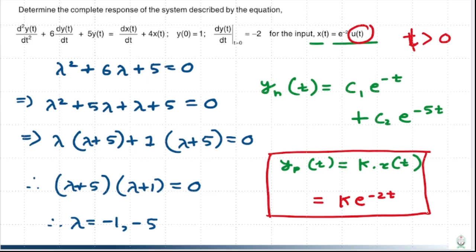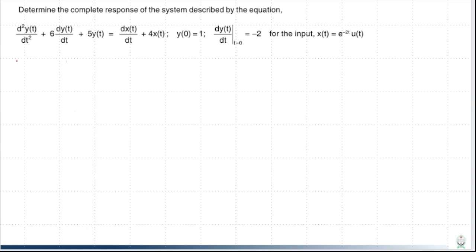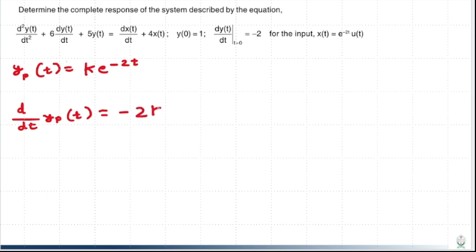From here we will start our process of calculating the particular solution, and we have already calculated the homogeneous solution, and then plugging them together will give us the total response of this system. So for the particular solution, we have assumed that the solution will be k e to the power minus 2t. The first derivative of this solution will be minus 2k e to the power minus 2t, and taking the double derivative of the assumed solution will give us 4k e to the power minus 2t.